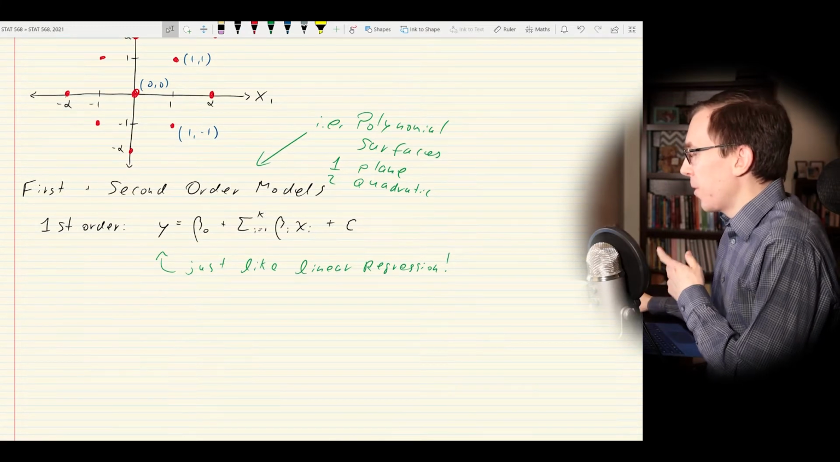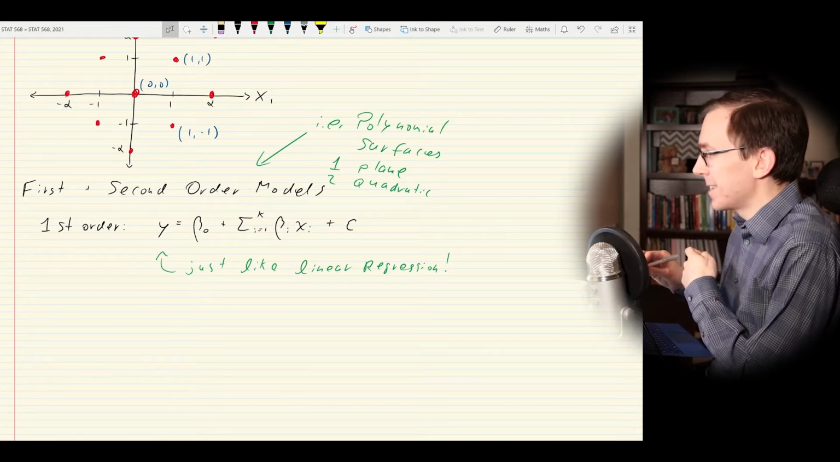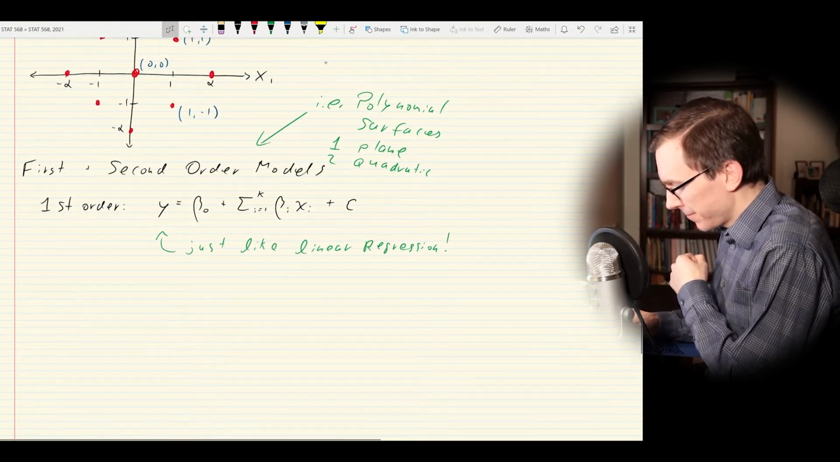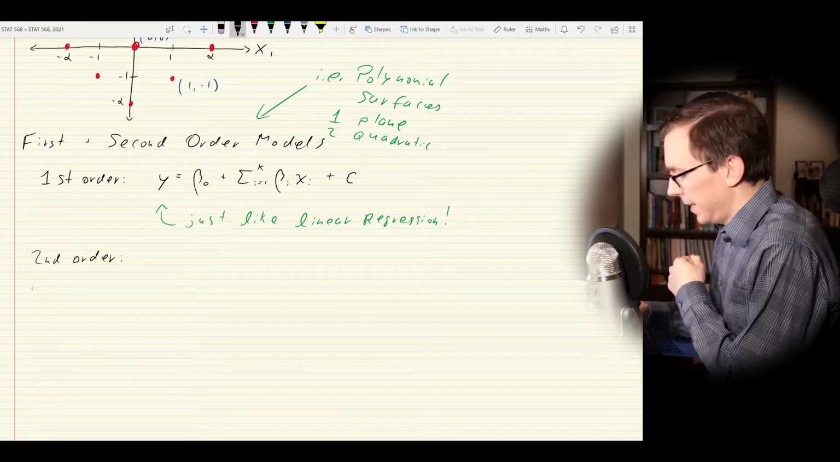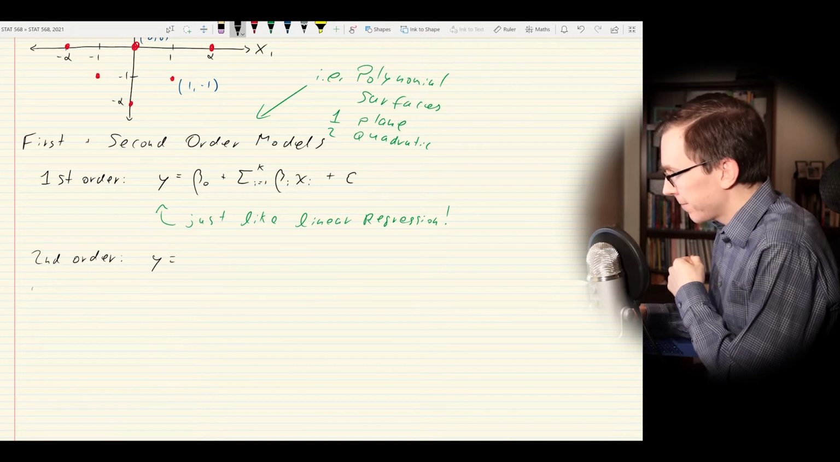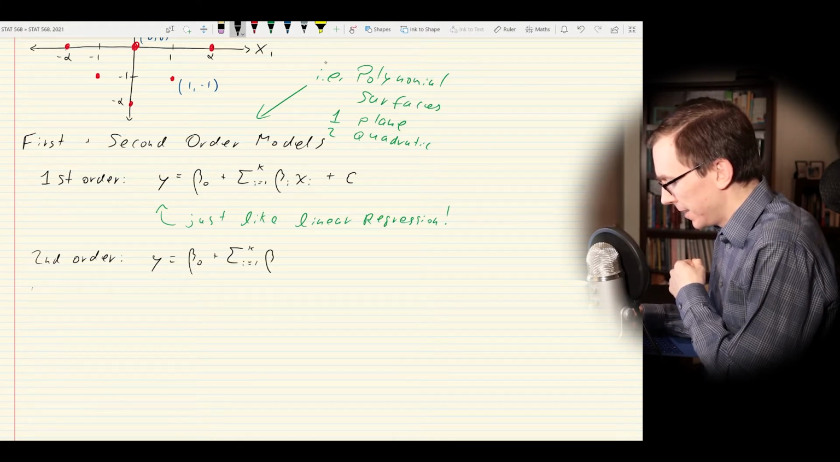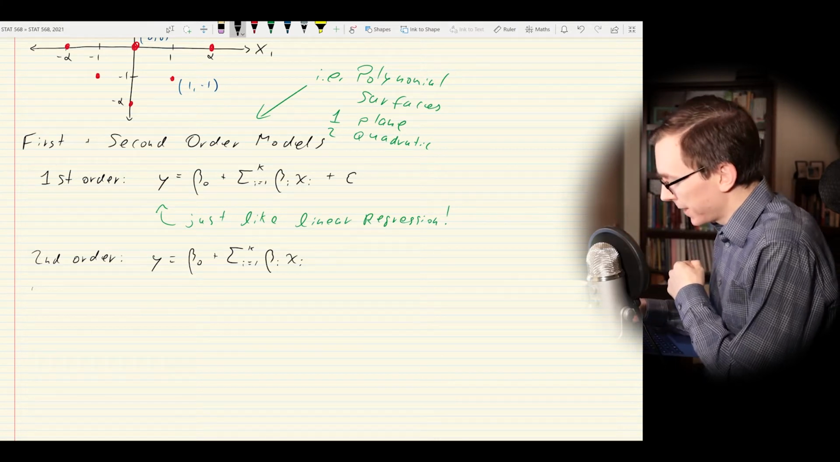Now, what we can also do is consider the second order model. So the second order model is going to look like y is going to be, well, the first order model, right? A second order model is going to include the first order, which is a linear combination of my data points, beta i, xi. But we're going to get a couple more things.